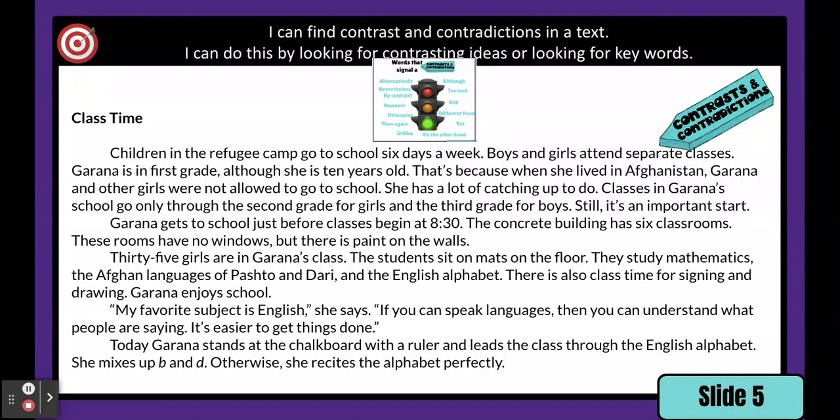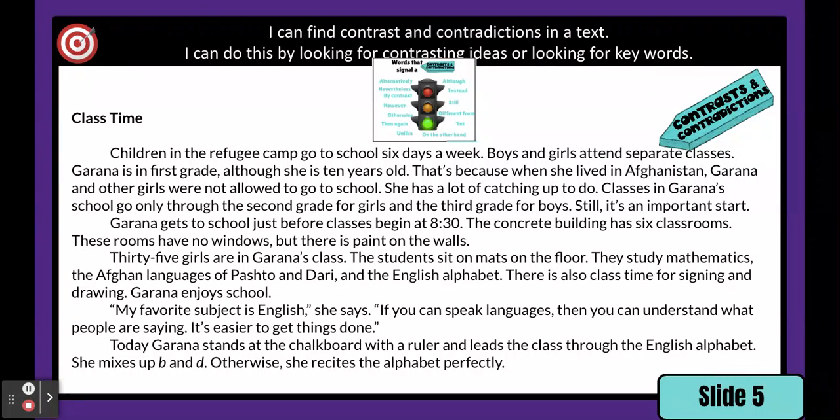Classes in Garana's school go only through the 2nd grade for girls and the 3rd grade for boys. Still, it's an important start. Garana gets to school just before classes begin at 8:30. The concrete building has 6 classrooms. These rooms have no windows, but there is paint on the walls. 35 girls are in Garana's class. The students sit on mats on the floor. They study mathematics, the Afghan languages of Pashto and Dari, and the English alphabet. There is also class time for singing and drawing.